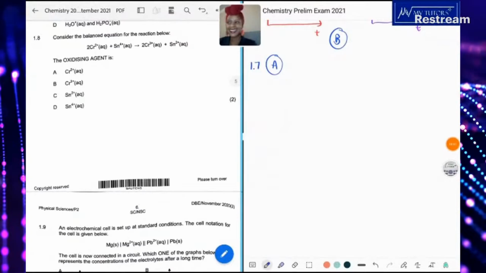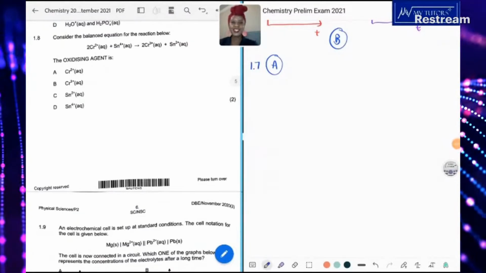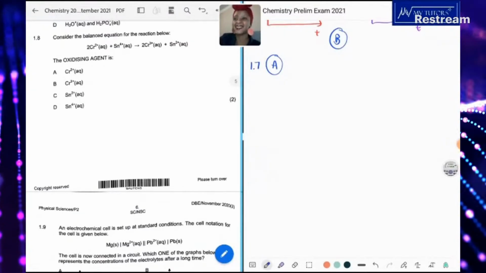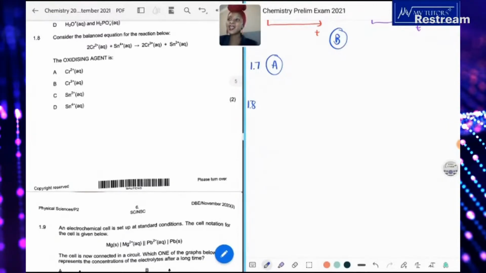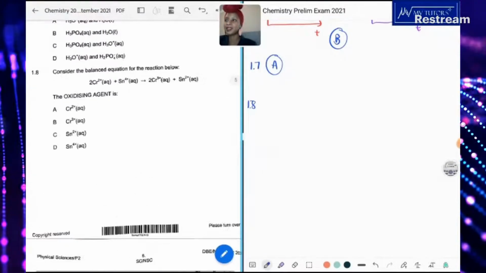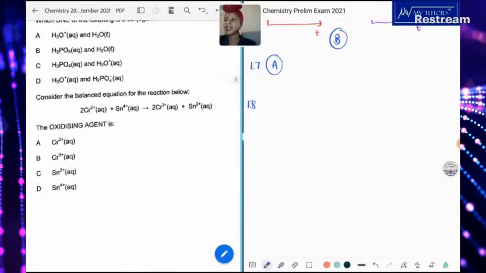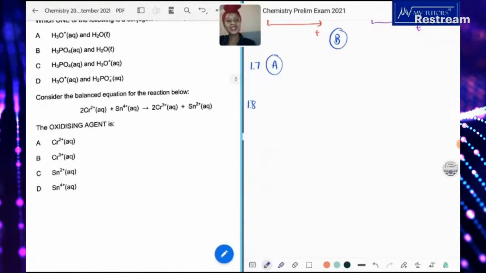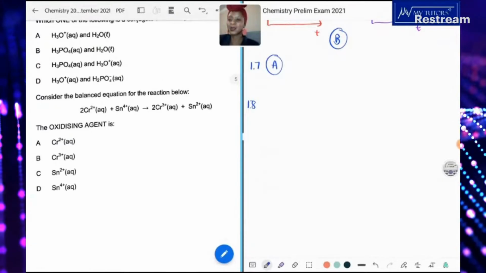Welcome back. We are going to go into question 1.8. Consider the balanced equation for the reaction below. I think I'm going to make notes here. And then they're asking which one is the oxidizing agent. Okay, let's have a look.